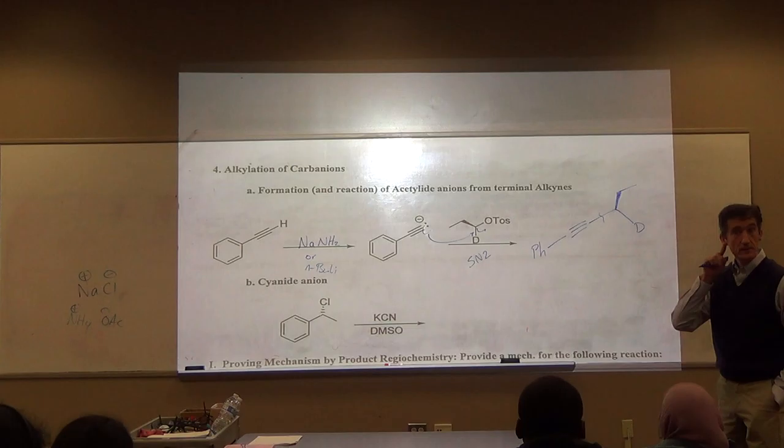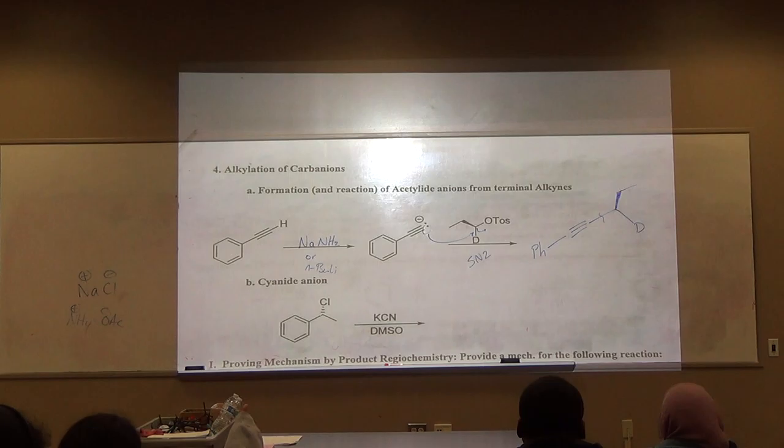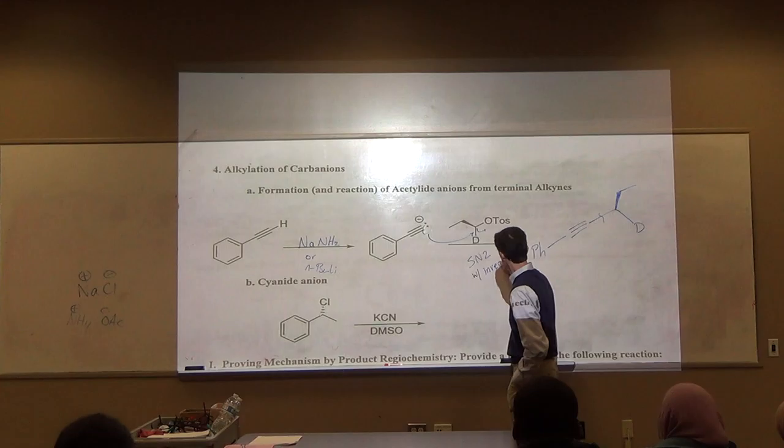It's inverted. Instead of being on the paper, it's flipped. Oh, yeah, it was pointing straight down, that was just the side, now it's straight up. Yes, SN2 with inversion. I mean, this is redundant. SN2 always comes with inversion, right?